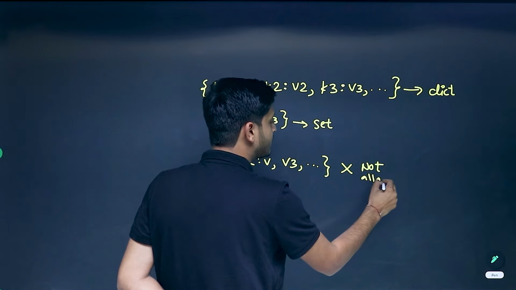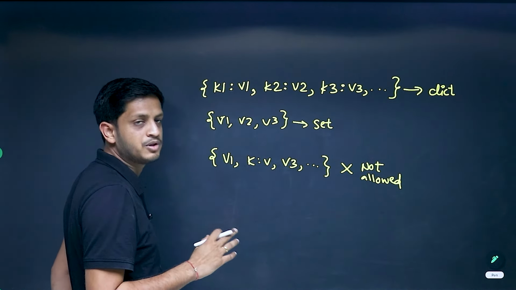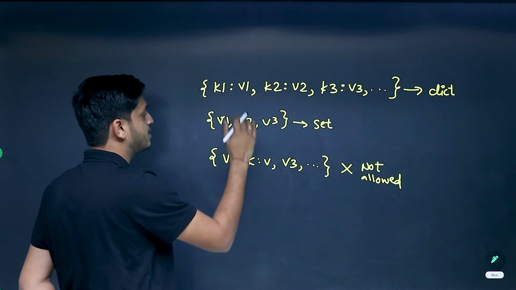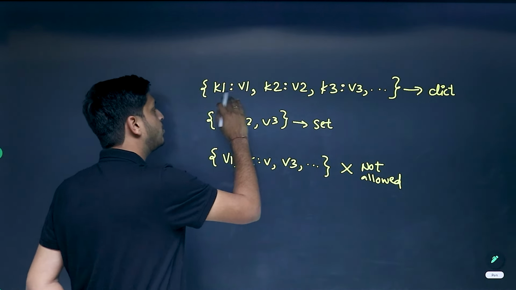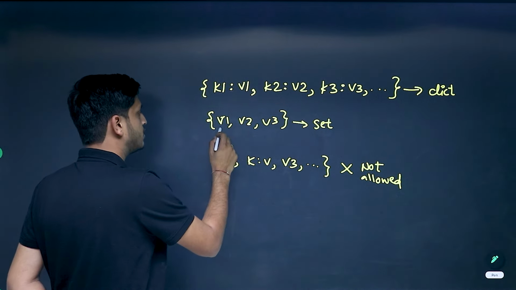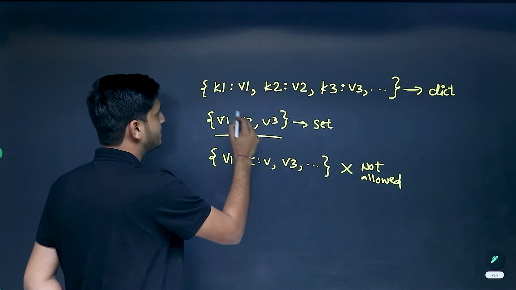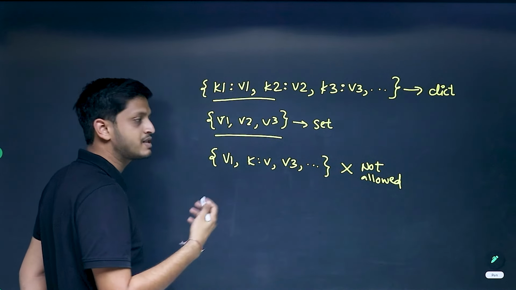You can either create a set or a dictionary. You cannot have a mixture of set and dictionary in the same data type. No. You can either have a set or a dictionary. So if you are writing colons, you have to write colons for all of them. This is not allowed, okay? And if you are not writing colons, you do not write colons for any of them, because this is how a set is created and this is how a dictionary is created. So this is the syntax.